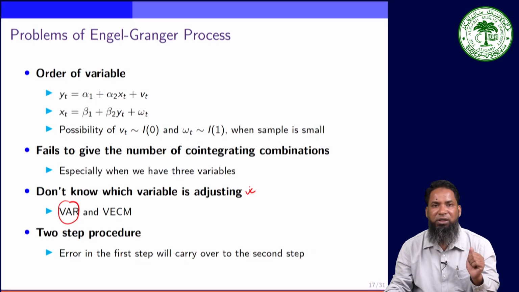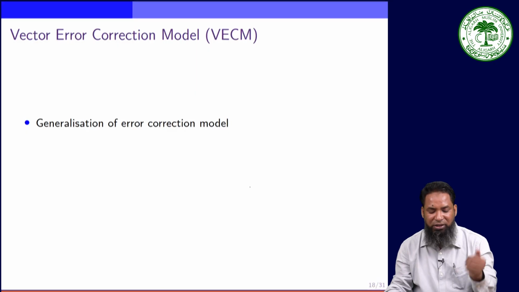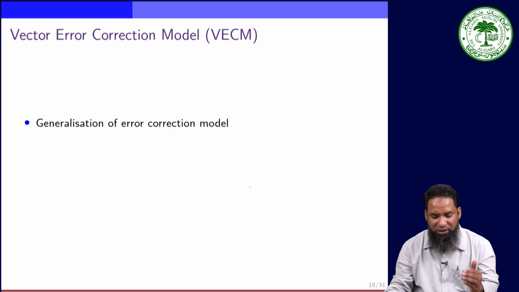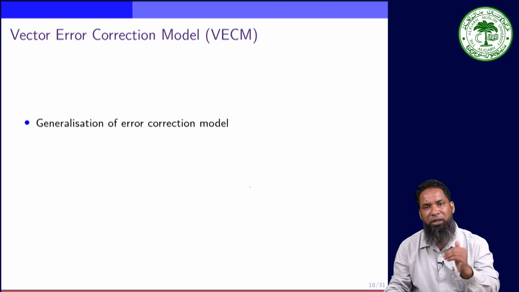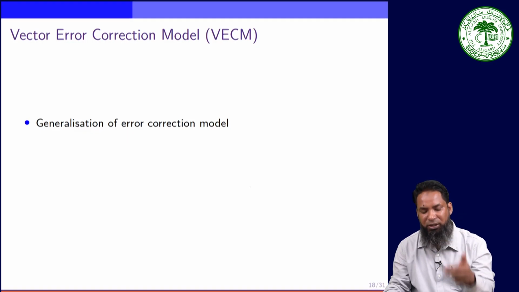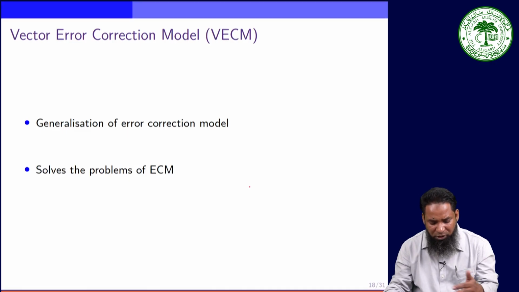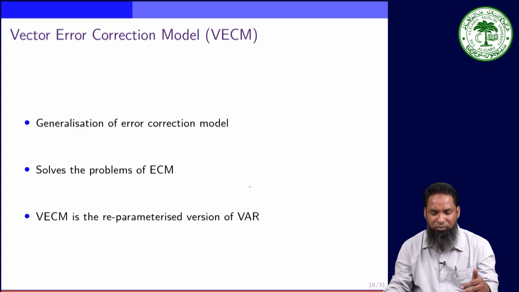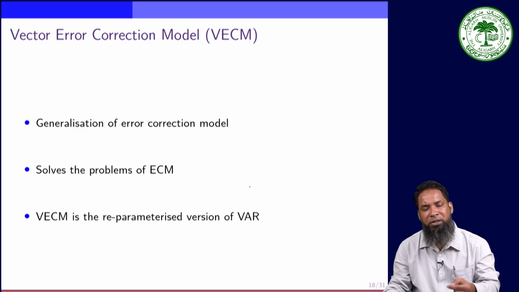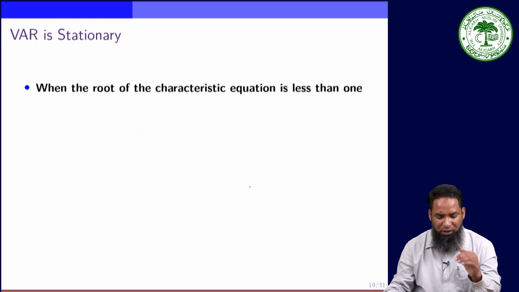Then the solution is basically vector autoregression and the vector error correction model. So what is the vector error correction model? This is basically a generalization of the error correction model. The error correction model was limited to the two variable case. Despite all its limitations, we generalize that into more than two variable cases, and this solves the problem of the error correction model. So VECM is basically the reparameterized version of the vector autoregression.